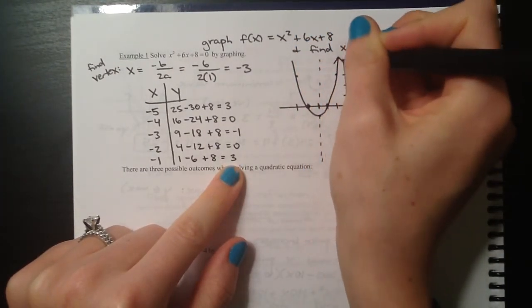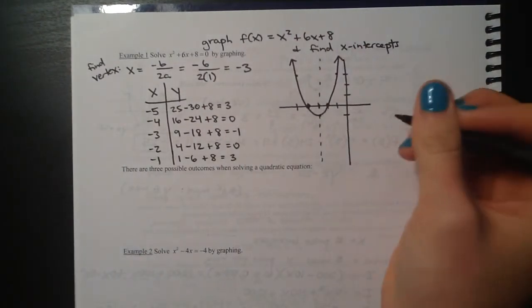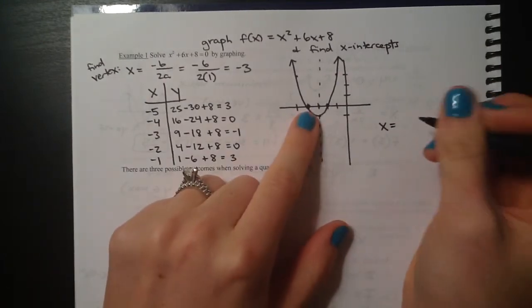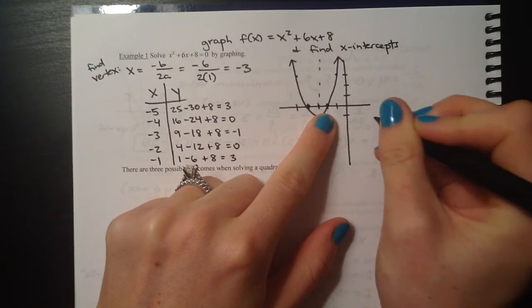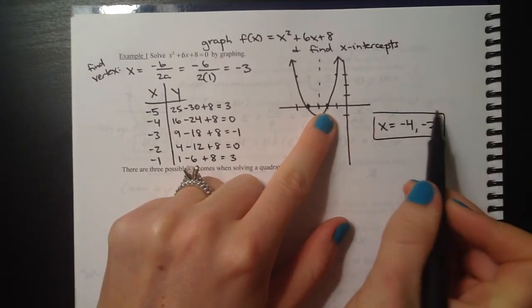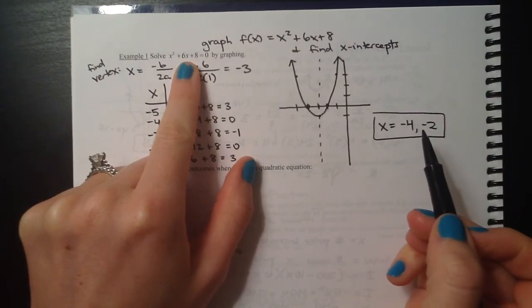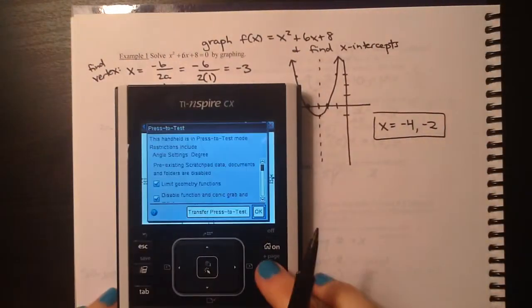So by starting with the vertex, we were able to center around where our graph is going to be. So our solutions are x equals, and we're just writing down the x-intercepts. So negative 4 is one of them, and then negative 2 is another one. So we could check. What we're saying is that these two numbers make this equation true. So you could plug them in, and that's actually a good calculator check that you guys could do.